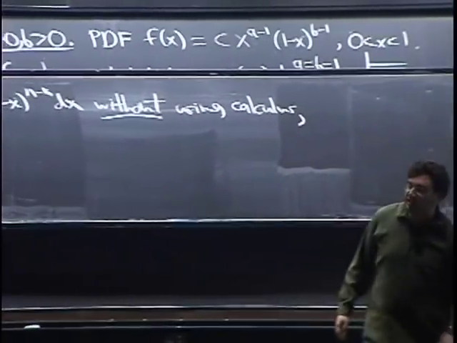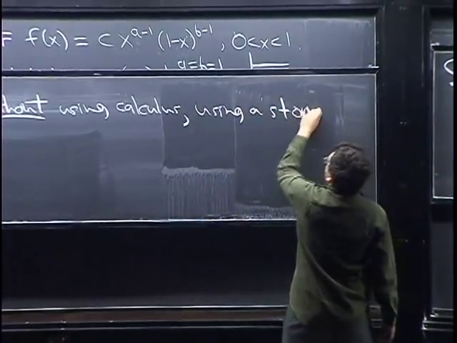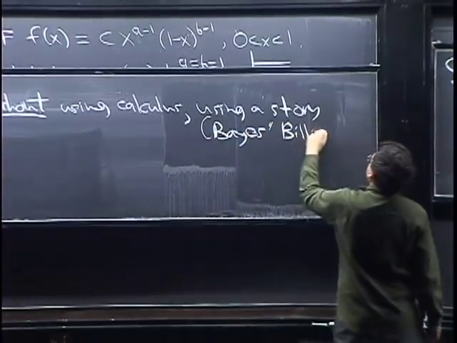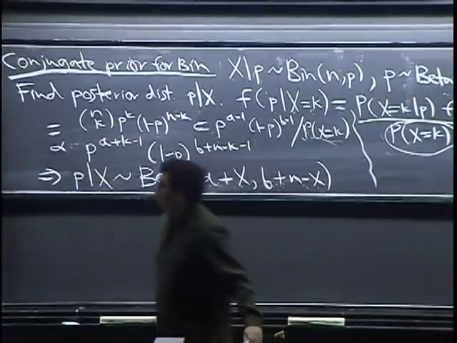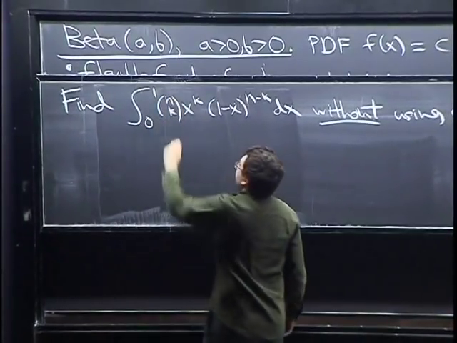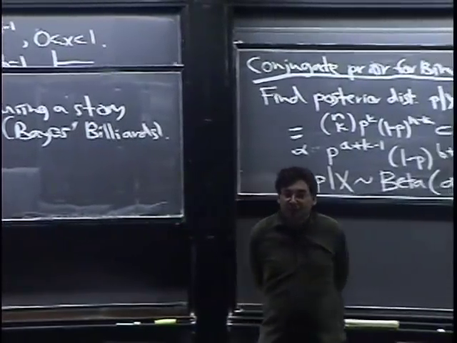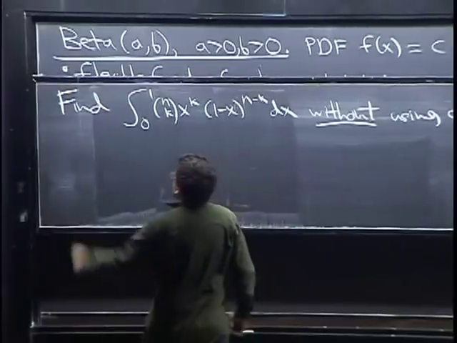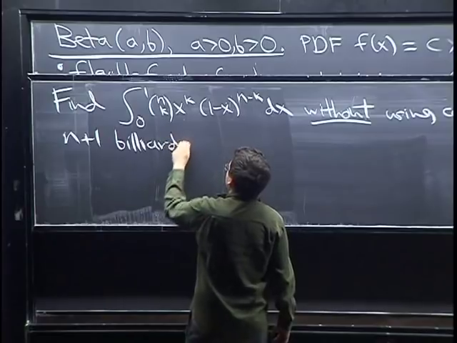What does it mean to do it without using calculus? Well, we're going to use a story. And that story is called Bayes' Billiards. This becomes a little bit nicer if I put in an n choose k here. I'm just multiplying by a constant, so we could always adjust for that later, but this looks a little nicer. All right, so here's what Bayes did. He said, consider that we have n plus 1 billiard balls. That's like, you know, if you're playing pool.